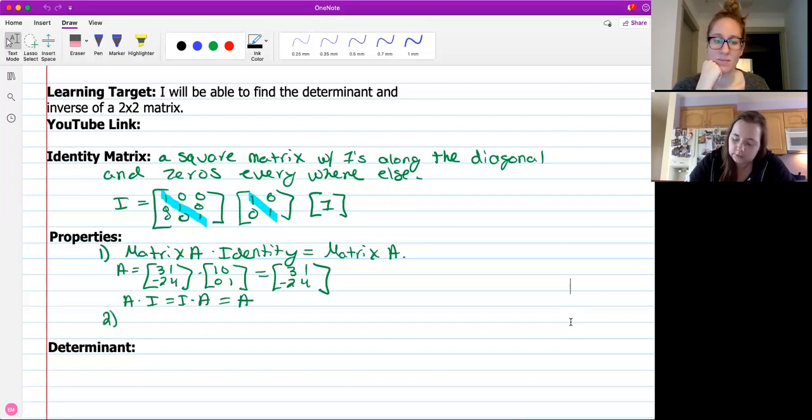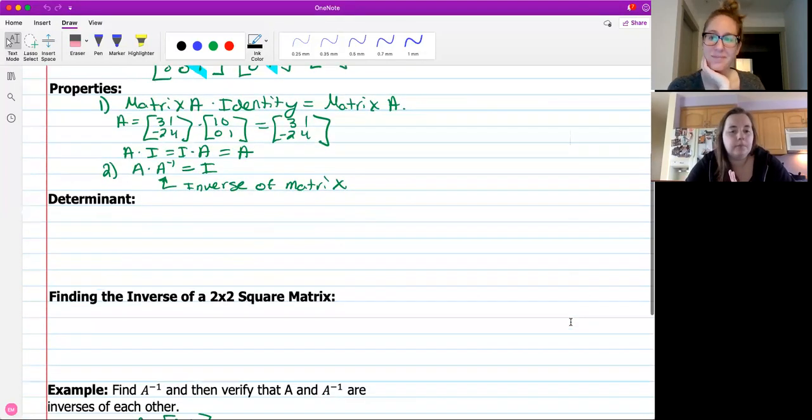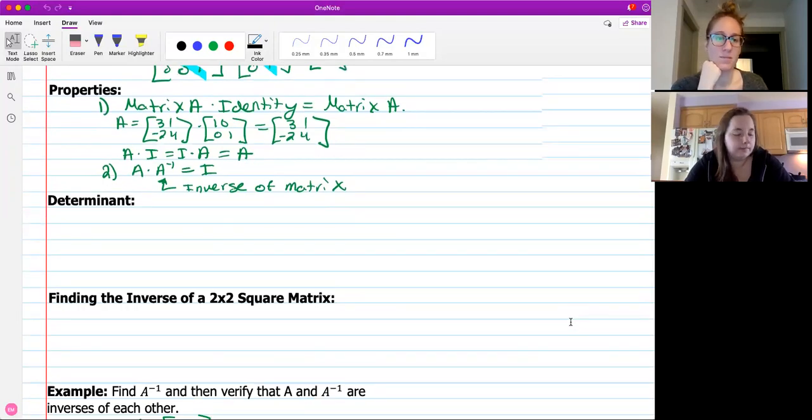The last property we need to talk about is number 2. A times A inverse, and this is your inverse matrix of A. When you multiply the original matrix times its inverse, it should equal your identity matrix. And that's how you can check and make sure that you got the right inverse matrix. If you don't get the identity matrix when you multiply those two together, you did something funky. That's a good way to check on your checkpoints, and I think you have to do it on tonight's homework, but I'm not sure. Anyways, it's a good way to check if you have the right answer or not.